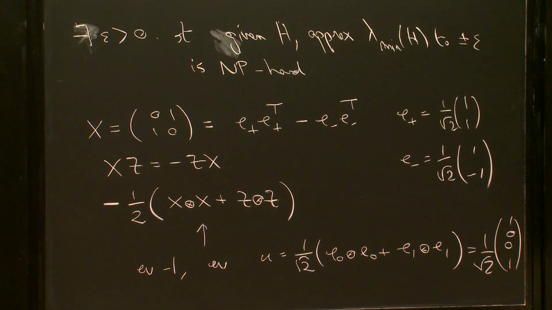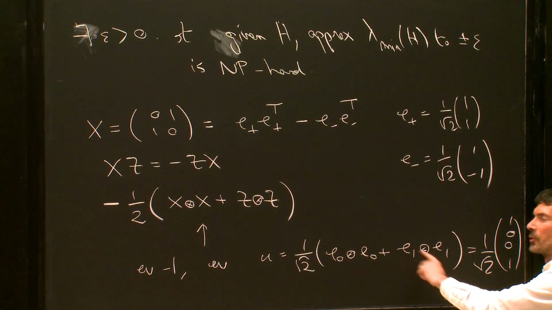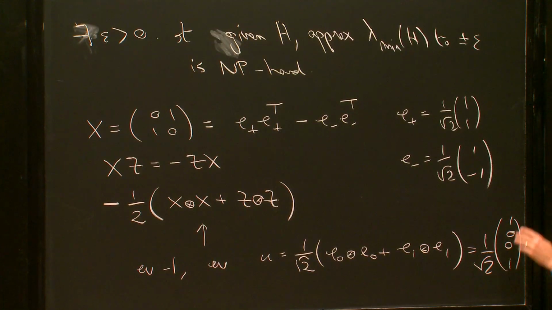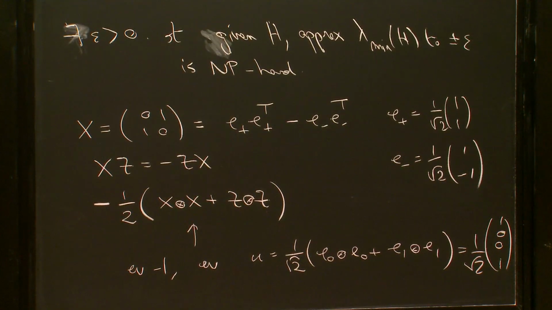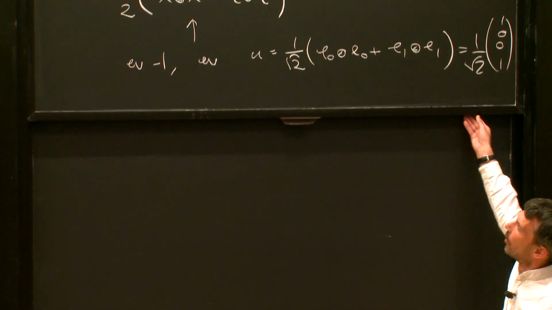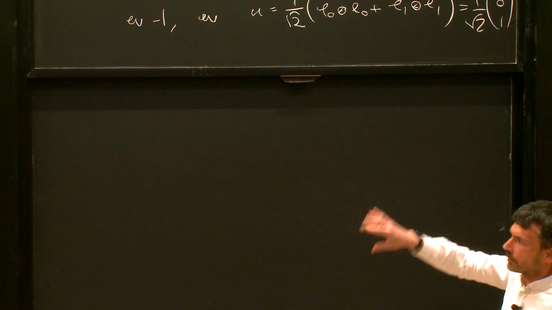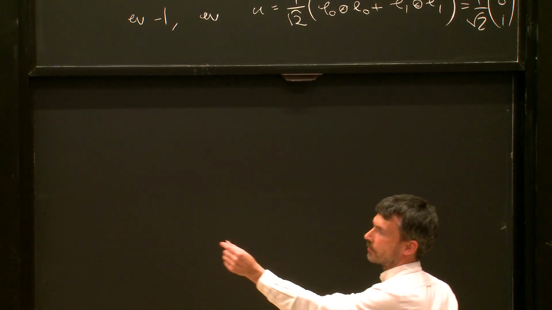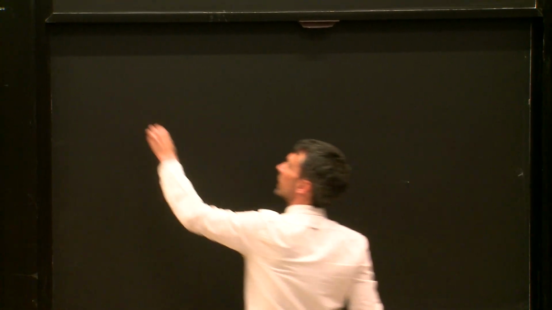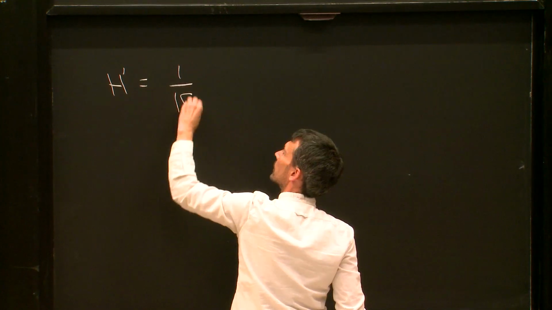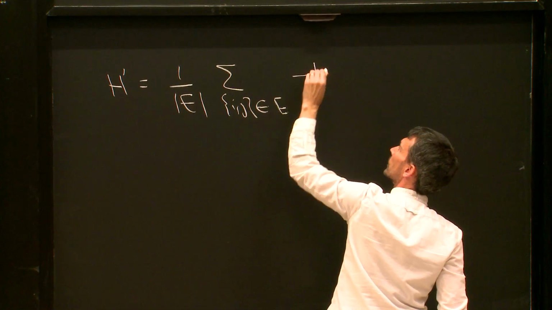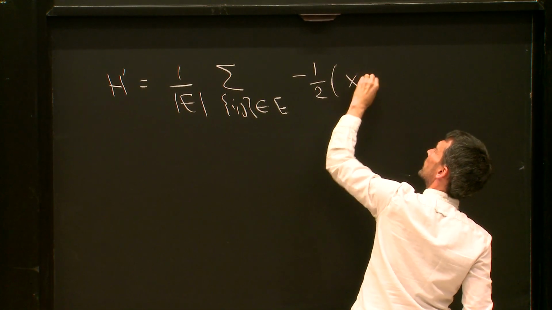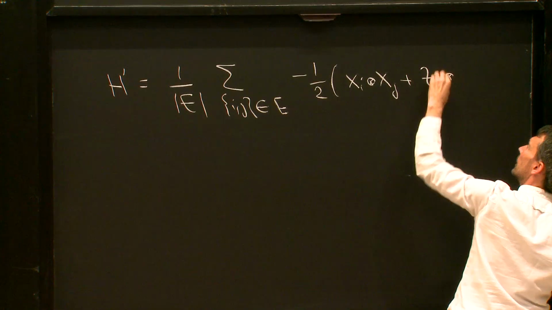In quantum computing, we would call this vector entangled because it's not a tensor product. You can try to do this as an exercise, but this vector cannot be written as a tensor product of the form A tensor B. All right. Okay, so now I can construct a new Hamiltonian, but instead of Zi tensor Zj, which is some kind of classical parity, I will put this constraint instead. So I will define H prime, which is equal to 1 over the number of edges, sum over ij in E of minus half (Xi tensor Xj plus Zi tensor Zj).